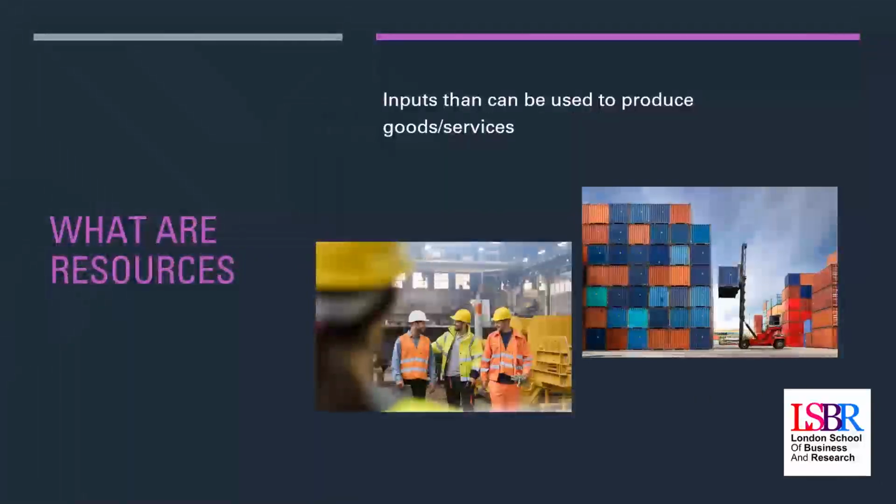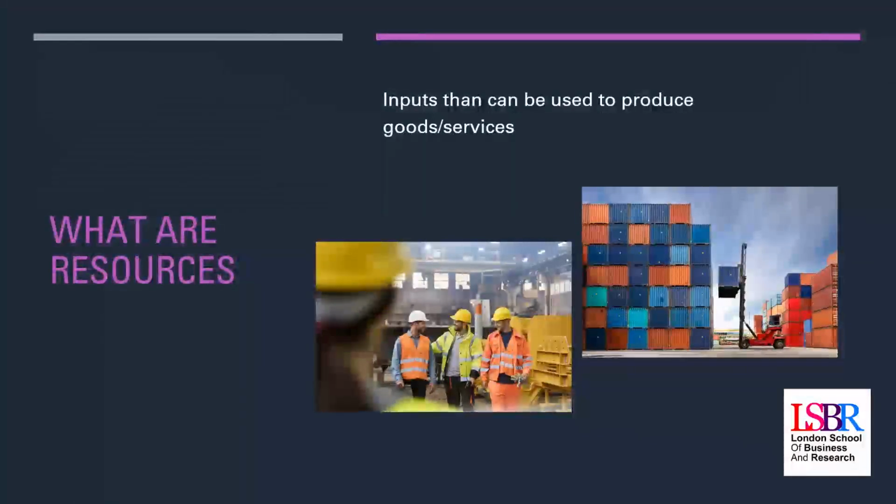So let's break it down. We've talked a lot about resources. I said resources are finite, but what are resources? How can we understand them? Well, basically they're inputs that can be used to produce goods and services. That's the fundamental way in which we can understand them. And what goes into making a good or service? Well, you've got labor. Labor is a resource, so people.